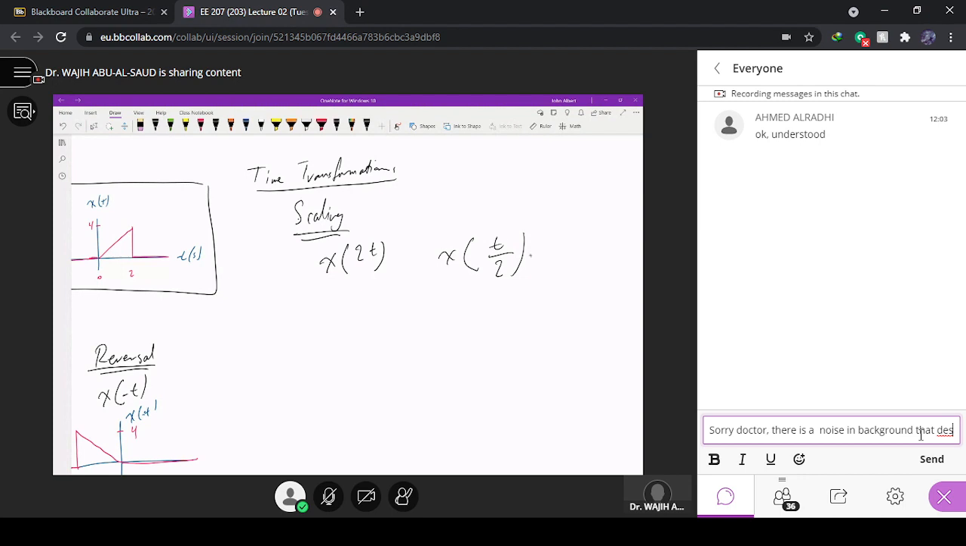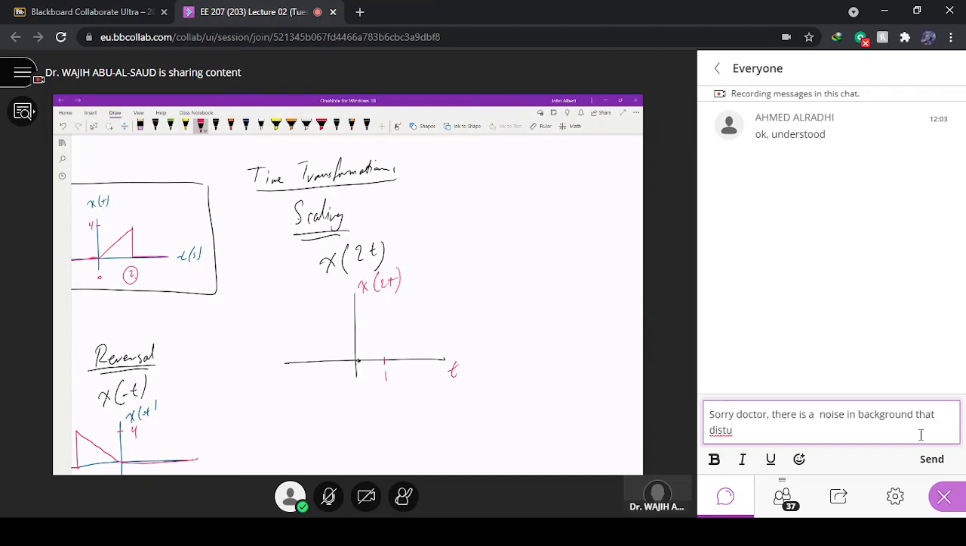So in fact, if I sketch x of 2t, this is how it will look like. And instead of the 2 that I have in there, I have 1 in here. So this is t, and this is x of 2t, okay? And it will look like this.